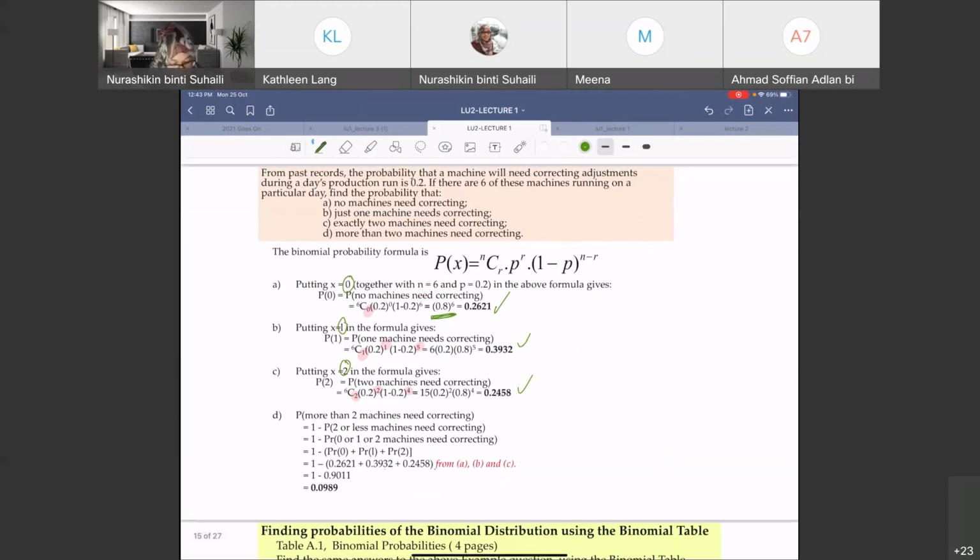What is the probability? Now every one of these we are talking about probability. Probability. It means that these values should be less than 1. It cannot be more than 1. If you got 1 point something or 2 point something, there's something wrong with your calculation, because it must be less than 1, less than 100%, because this one is actually in decimal point. So if you convert it to percentage, it's 26%, 39%, 24.56%. Okay, so that's one of the hints. Probability, anything must be less than 1.